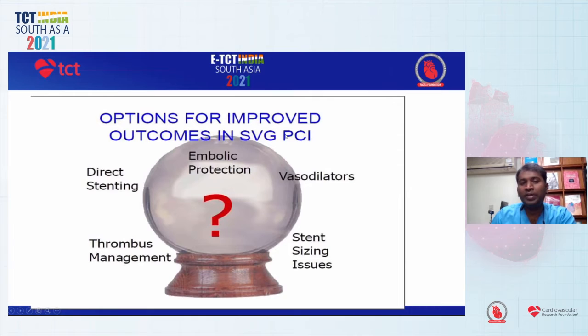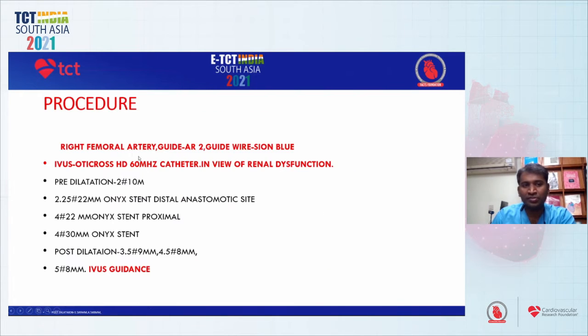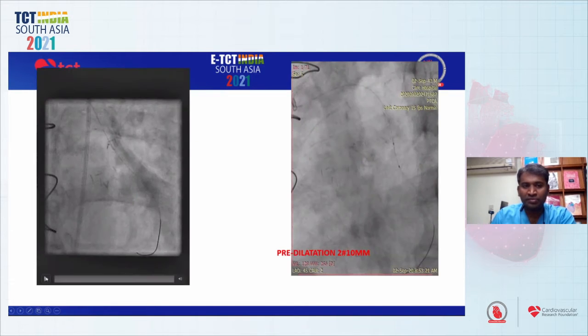What are the things that need to be kept in account when doing an SVG PCI? Whether you are going for direct stenting, thrombus management, embolic protection devices, vasodilators, and stent sizing issues. So the plan was SVG graft intervention. We have taken an AR2 guide for good support. A Cougar blue wire was used. IVUS imaging guidance was taken in view of renal dysfunction.